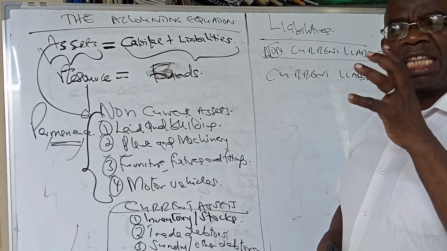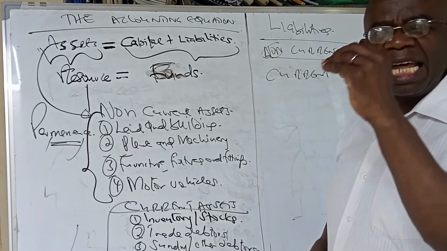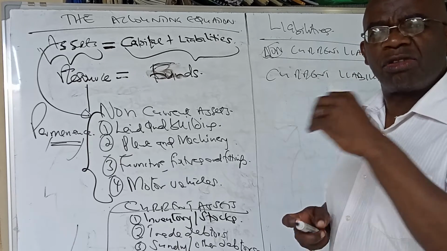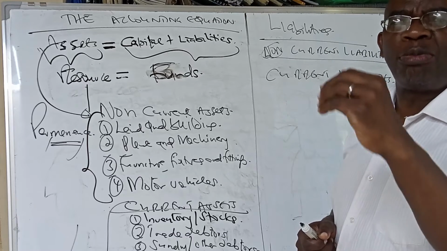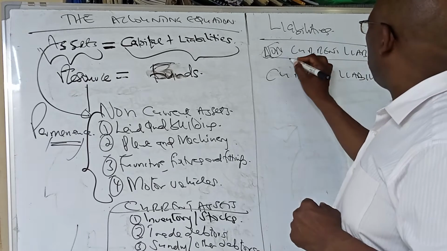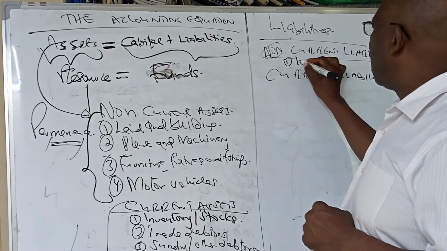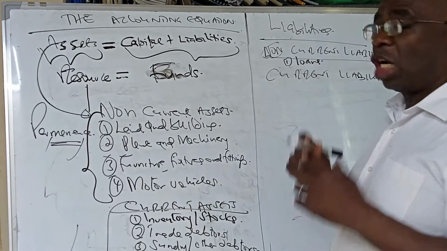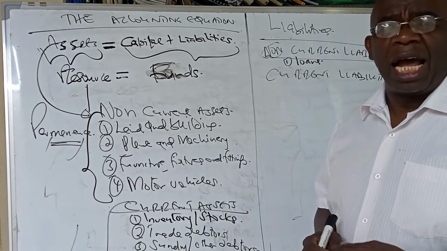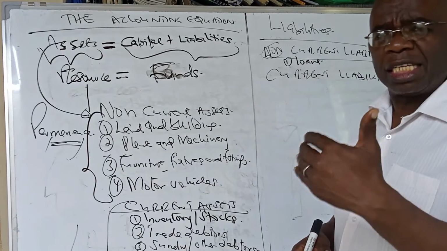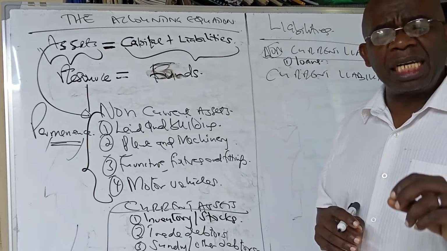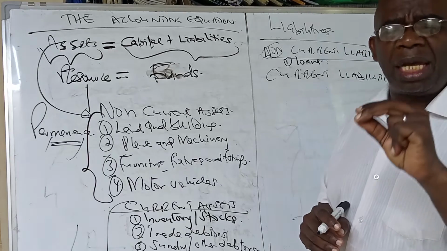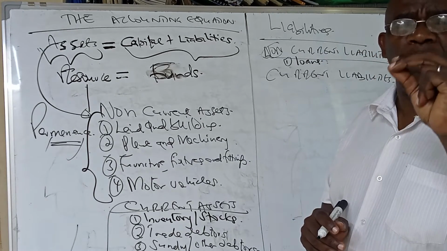It is the amount that a firm owes the lenders, people who lend money to the firm, and this money will be paid over a period of more than 1 year. A very good example of a non-current liability is loans. You go to the bank, you get a 4-year loan, and you are supposed to pay that in 4 years. Now, that loan is a non-current liability. It is a liability that the business will pay for a period of more than 1 year.